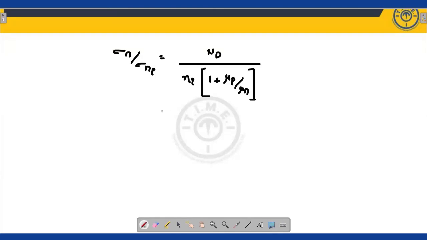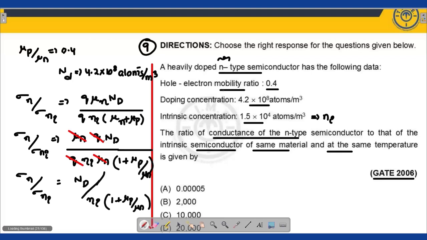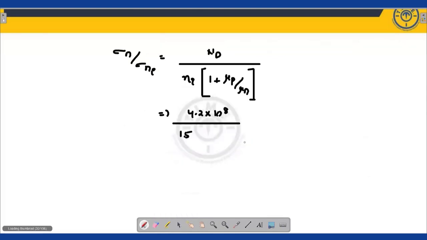Now substitute the values. Nd is equal to the Nd value. See here, already it is there. And the mu p by mu n value is there here. Intrinsic value, substitute all these values.